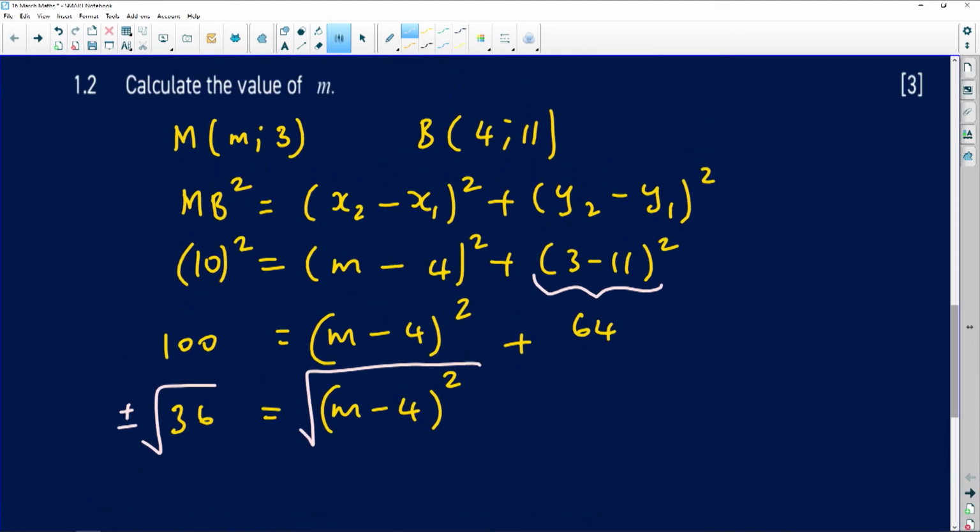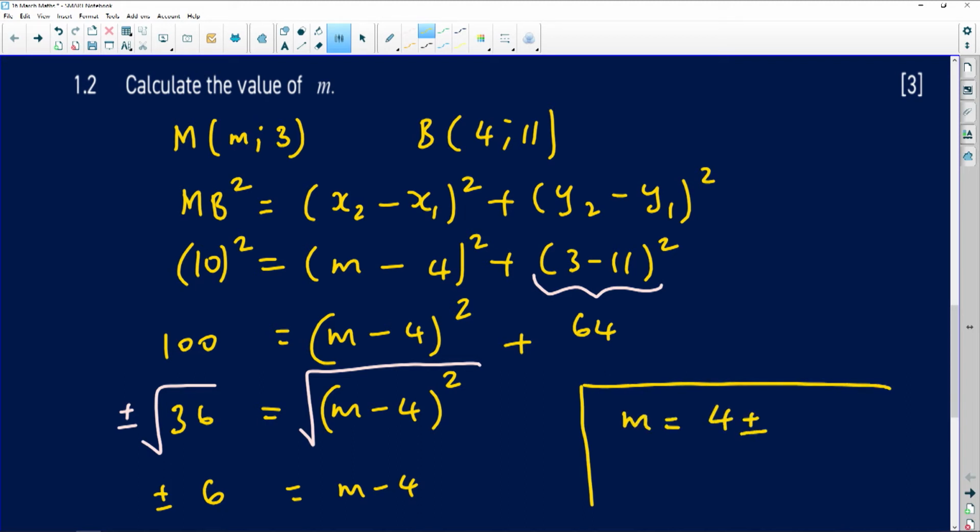And then if you see there, we're going to have m minus 4 as the only thing remaining on the right hand side. So I'm going to have m minus 4 equals the square root of 36, which is simply 6. So if you allow me to finish it here. Now I'm going to say my m is simply 4 plus or minus 6, which means m is either 4 plus 6, which is 10, or m is 4 minus 6, which is negative 2.